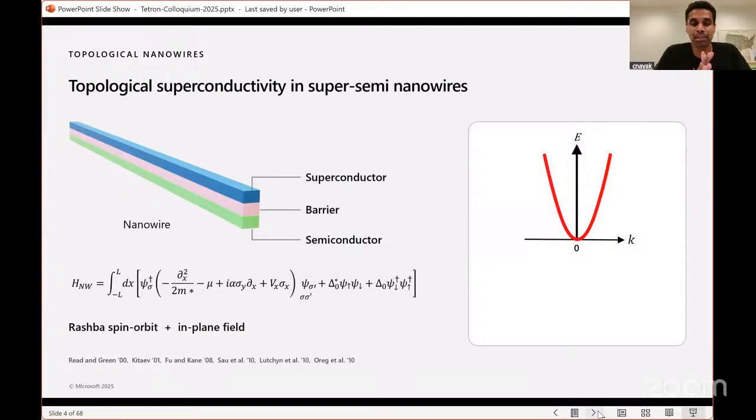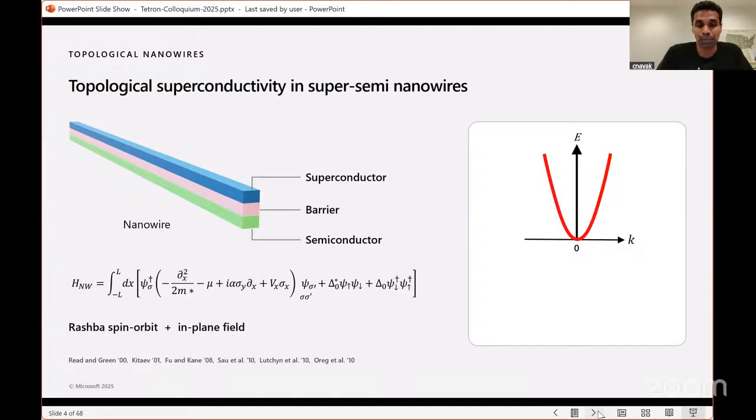The particular topological phase of matter that we're using. The idea is great in general, but of course you have to have a topological phase of matter. The one that we've been focusing on is topological superconductivity in superconductor-semiconductor nanowires. Here, we take a semiconducting nanowire, and there's a superconductor layer on top of it. And as a result of the superconducting layer, some superconductivity gets induced through a barrier.